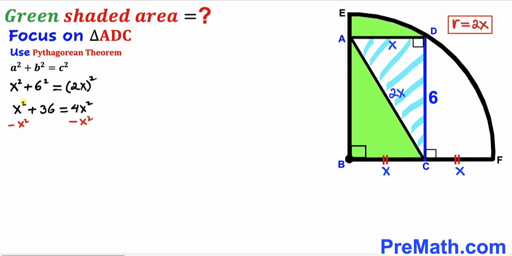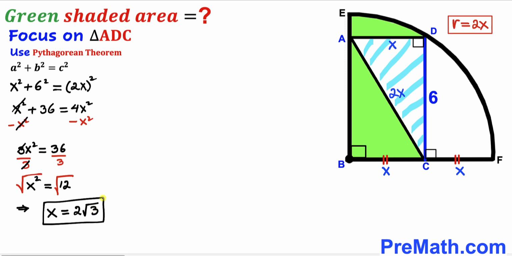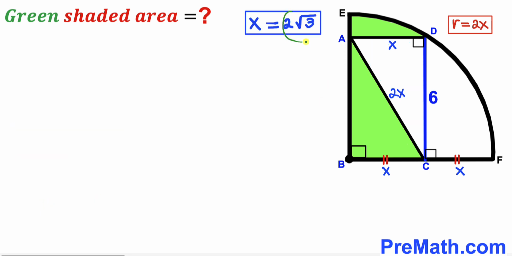So therefore we can see this x square and negative x square is gone. So therefore on the right hand side, this part is going to give us 3x square equal to 36. And now we are going to divide both sides by 3 to isolate x square. Since 3 and 3 is gone, so therefore x square turns out to be equal to 12. And now we are going to undo this square by taking a square root on both sides. So therefore our x value turns out to be equal to 2 times square root of 3 units. So thus our x value turns out to be 2 times square root of 3.